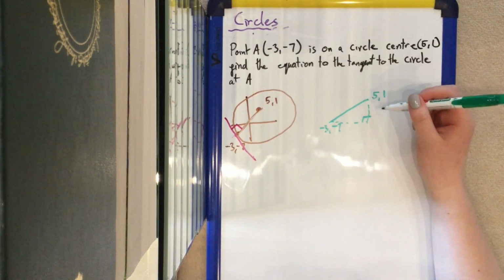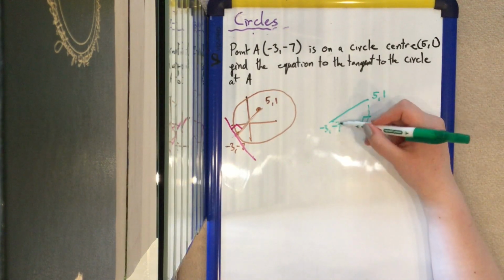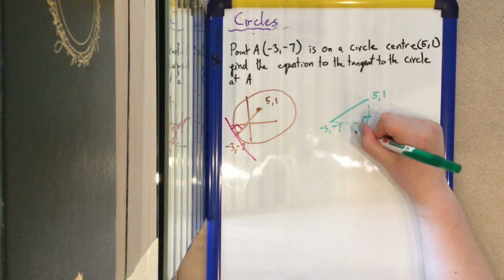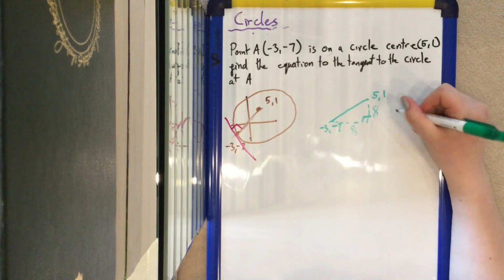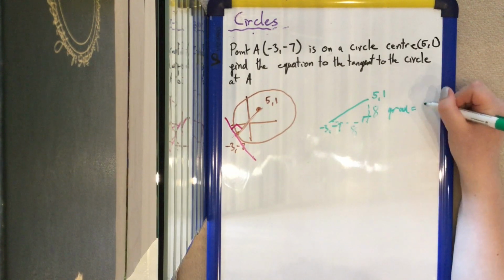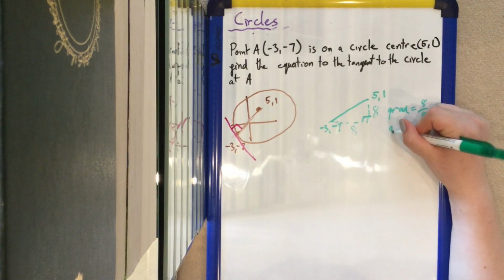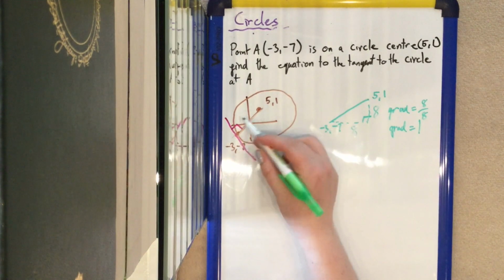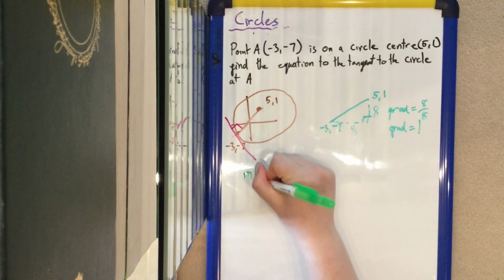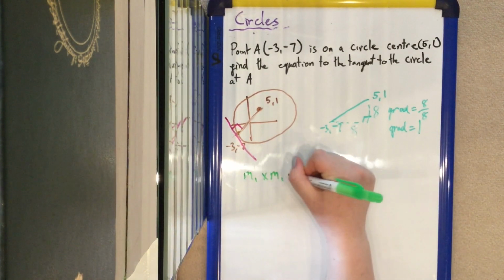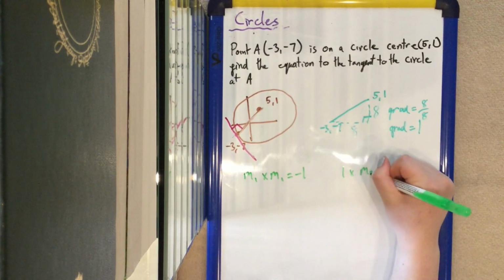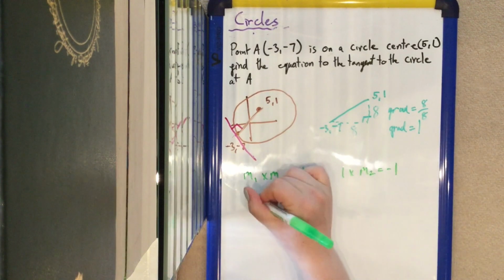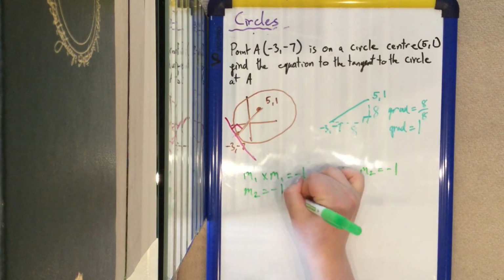Using the same method as earlier, starting with my x's, to get from -7 to 1 is 8 across, and to get from -3 to 5 is 8 up. Now the gradient of that is 8 over 8, so my gradient is 1. The rule with perpendicular lines is that the gradient of the first one times the gradient of the second one is -1. So 1 times the second gradient is -1, which means that the gradient of the tangent is -1.